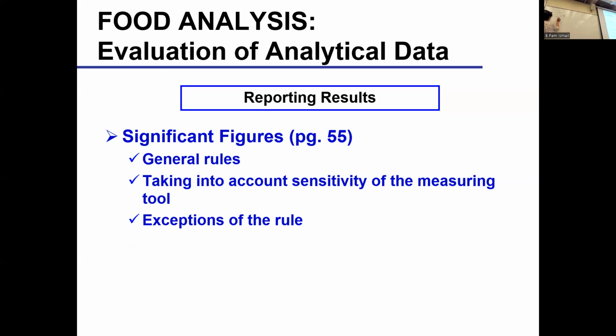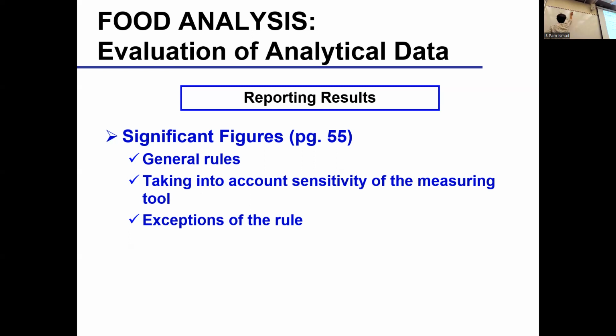If I have 0.006, how many? Brayden, 1. Yes. Okay, so I have 1. In this case, anything to the left, even though there's a decimal point here, is not significant. If I have a balance that reads to 5 digits after the decimal point, that's a very sensitive balance. I am certain up to here, and this is rounded, so I can report 2 significant figures in this case. Okay.